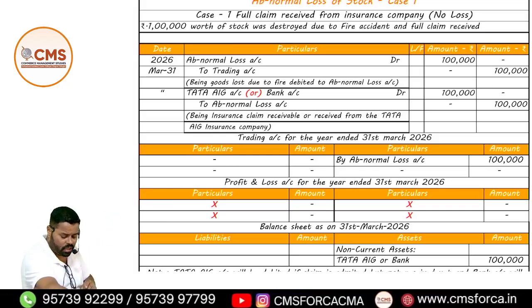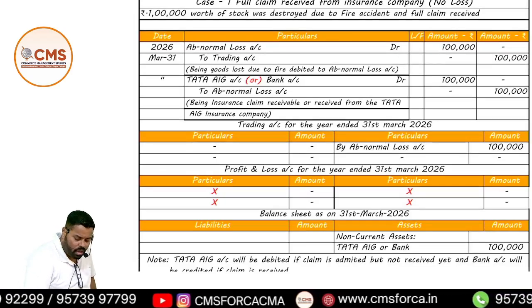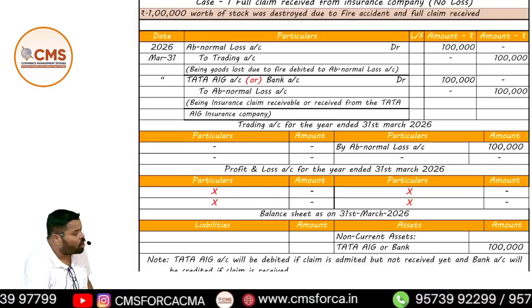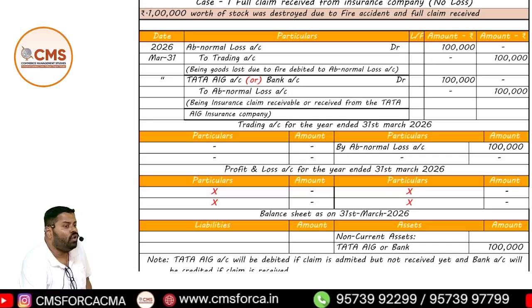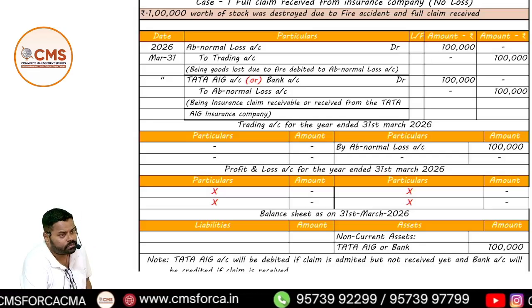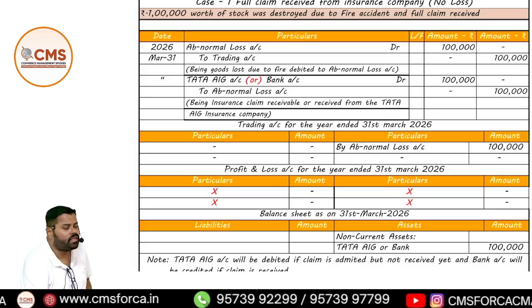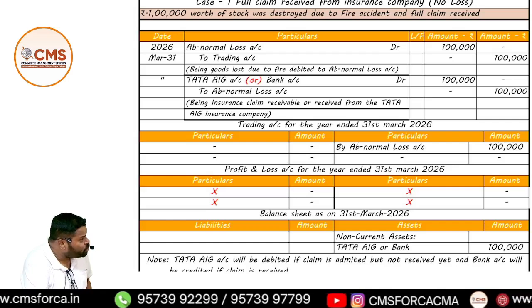Now let's see the thing here. So what is the story here? How much of loss has occurred? 1 lakh worth of stock was destroyed due to a fire accident and full claim is received. So, how much stock is damaged? 1 lakh. What is the reason for damage? Fire accident. And how much claim did you receive?